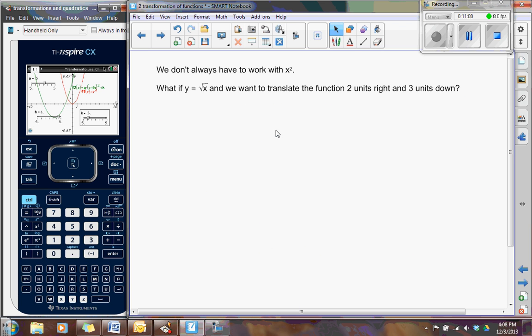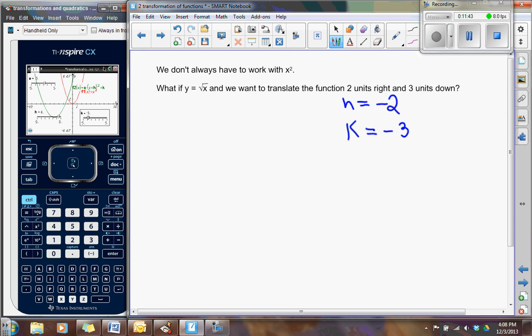Okay, so we don't always have to work with the function y equals x squared. What if y equals the square root of x and we want to translate the function 2 units right and 3 units down? So we're going to use the same principles. We're still going to talk about h and k. So if you think back to the idea of the quadratic function, if we want to move our function to the right, h is going to have to equal -2. And if we want to move our function down, k is going to have to equal a -3.